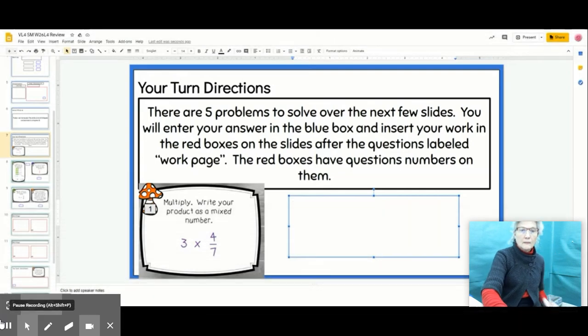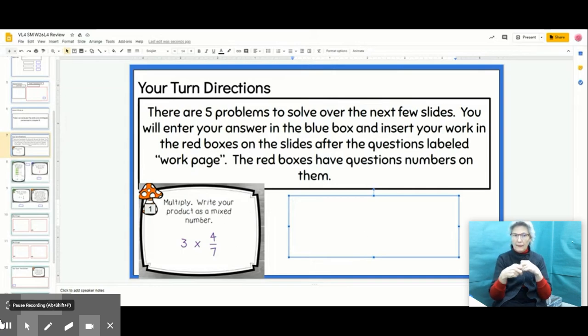Today we're going to review Chapter 8. I'm going to do a problem with you, and I'm going to show you how to insert your work, and then you're going to actually do the next couple problems by yourself. Okay, so we're going to take a look at number 1 here. And I'm going to read the directions first, and then we'll solve our problem.